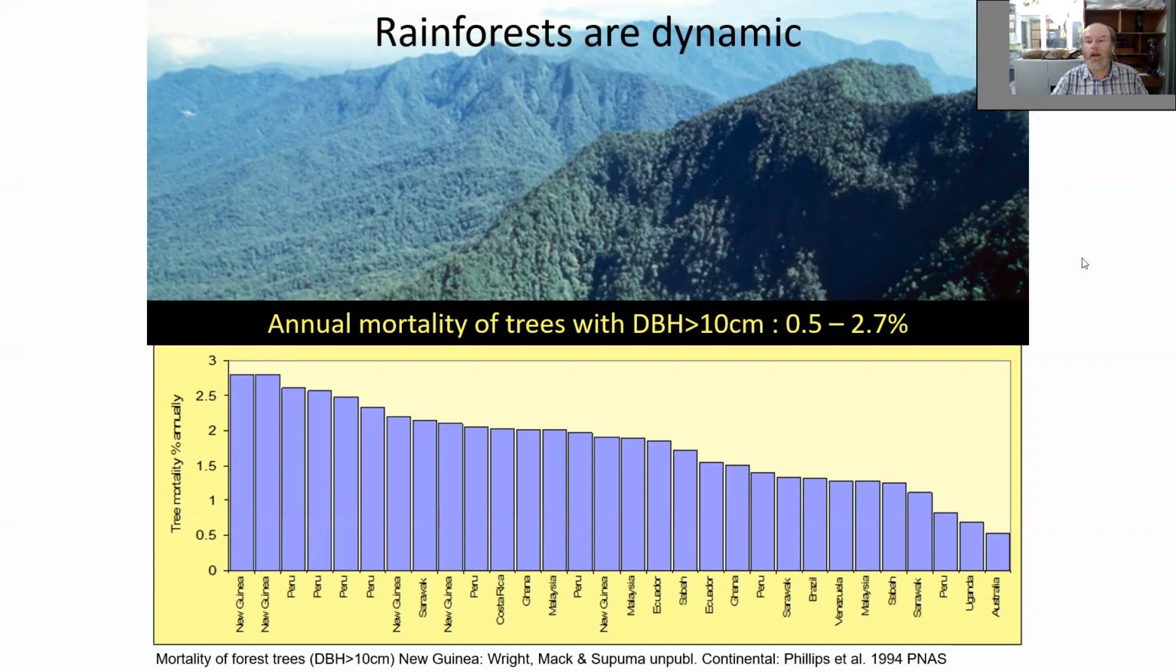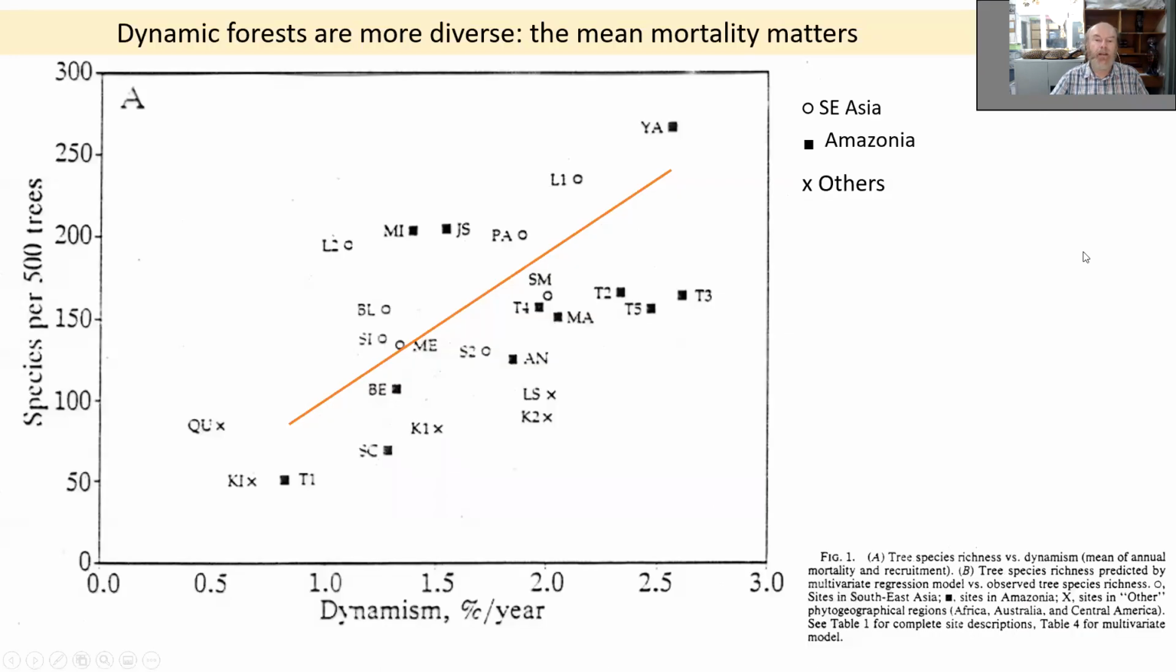So these dynamics can be important, and there has been an interesting analysis which looked at these dynamics, percentage mortality per year for different forests. Every point here is a different forest ecosystem from different regions based on the markers. And this is the diversity of these forests as number of species per 500 stems. And you can see that there is quite a nice correlation.